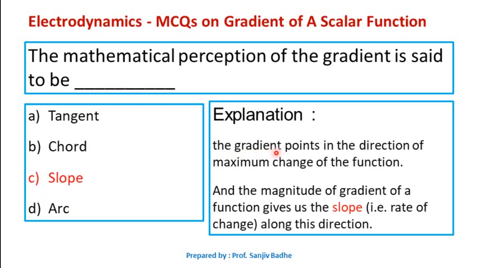Friends, gradient of a scalar function is a vector and it points in the direction of maximum change of the function. And the magnitude of gradient of the function gives us slope, that is rate of change along this direction. So the mathematical perception of the gradient is said to be a slope. So here C is the correct answer.